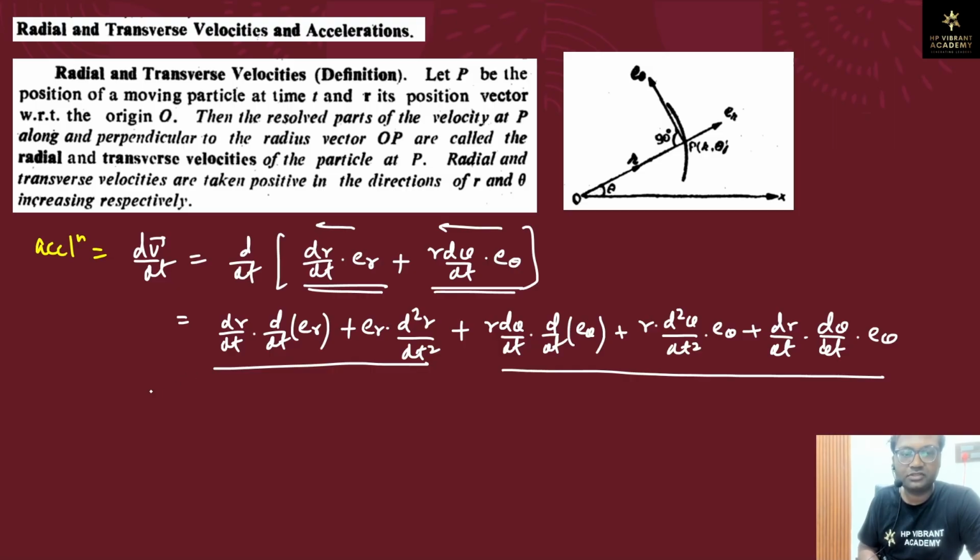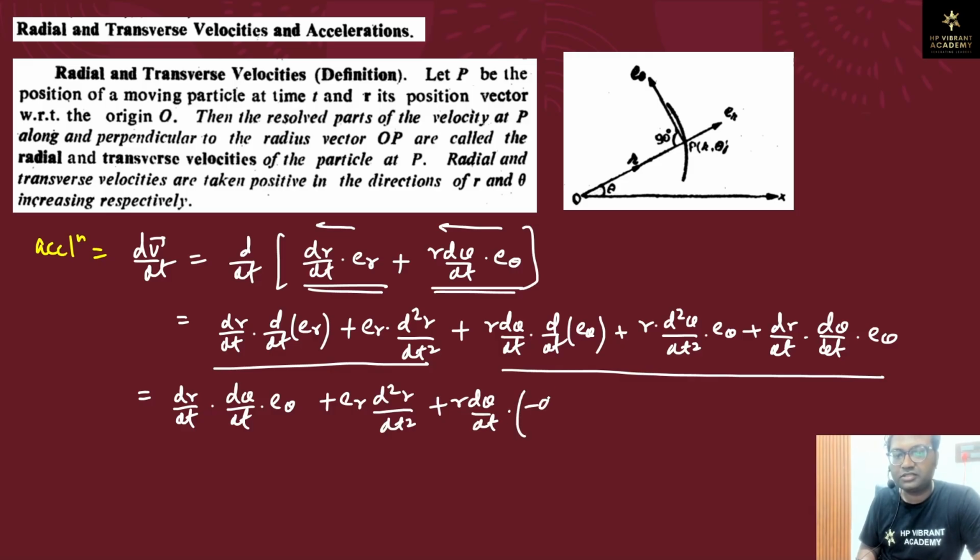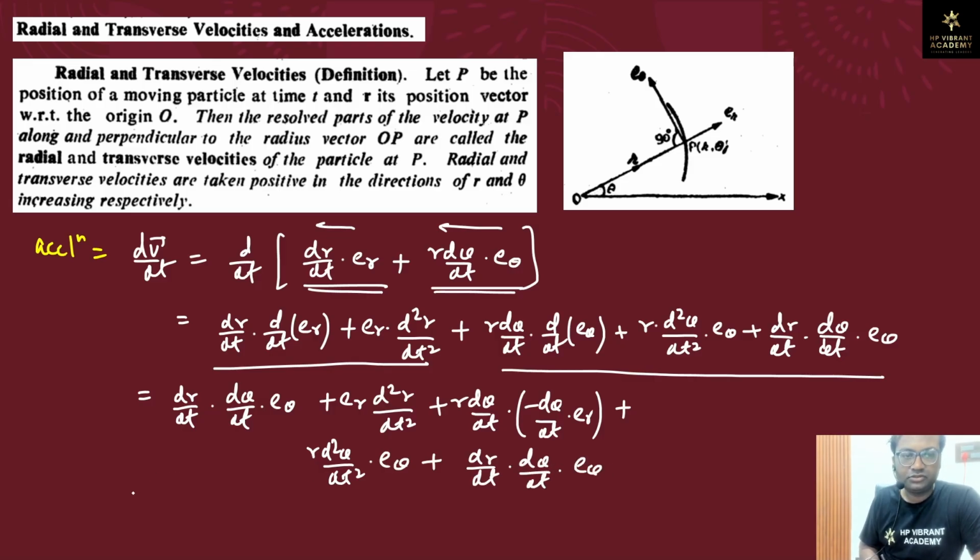Okay, so let us further simplify it. We put the value of d/dt of e_r, so dr/dt into dθ/dt into e_θ, plus e_r into d²r/dt², plus r dθ/dt into minus dθ/dt into e_r, plus r d²θ/dt² into e_θ, plus dr/dt into dθ/dt into e_θ. So this is dθ/dt whole squared.